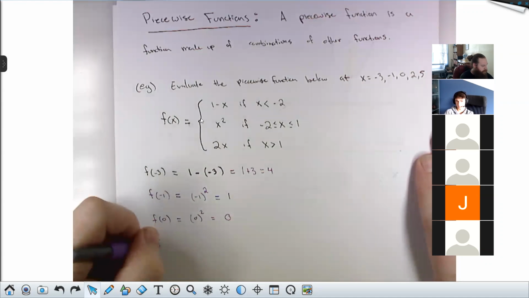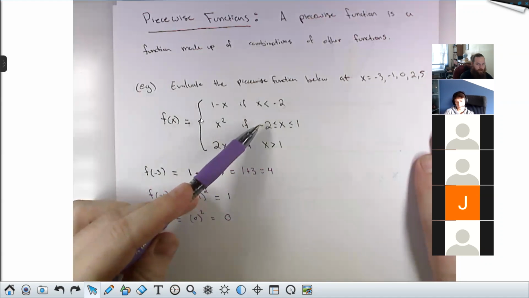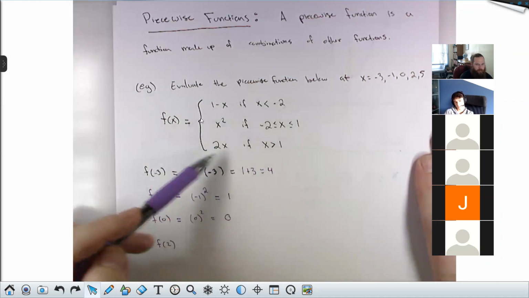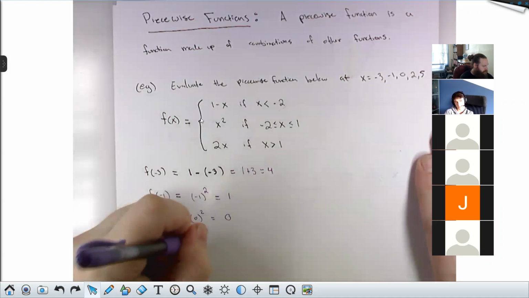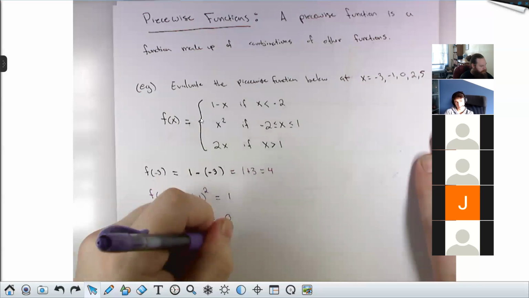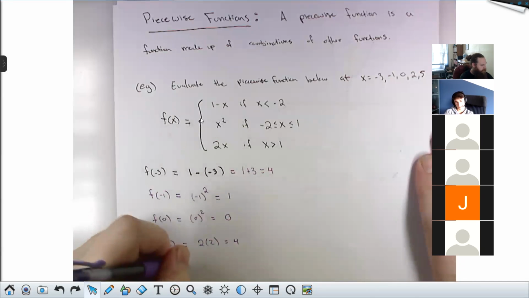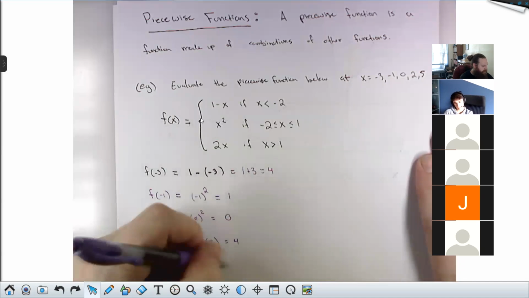f of 2. Here, 2 does not fall into this category. 2 is bigger than 1. So I'm actually in this third piece now. So I'll be using this formula. f of 2 is then 2 times 2, which is 4. And f of 5 is 2 times 5, because again, 5 is bigger than 1. So 2 times 5, that's 10.